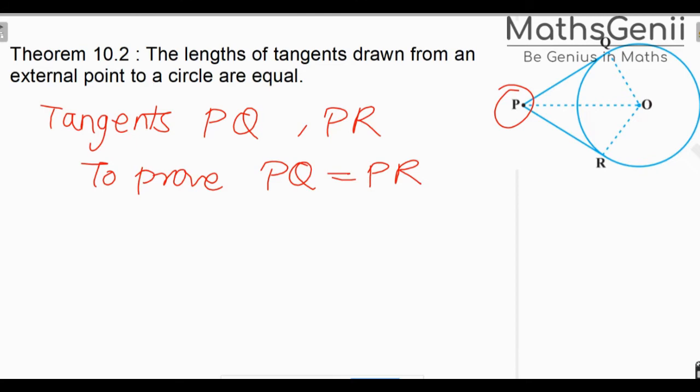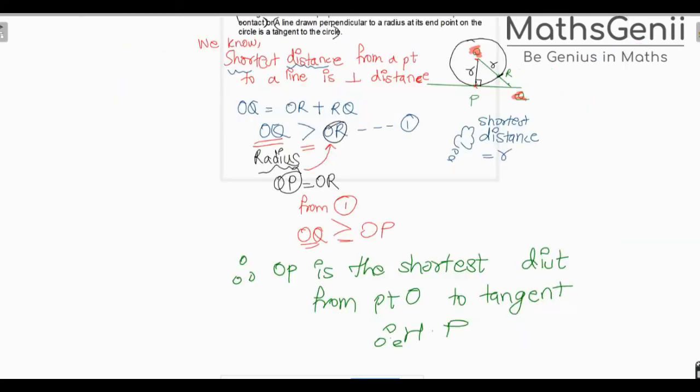Now, you have to write all that theory. Let us join OQ, let us join OR, let us join OP, all that theory you write. My job is to explain to you how to arrive at the answer. Now, from theorem 10.1, remember the one theorem that we did just now, the 90-degree theorem, that radius and tangent are at 90 degrees.